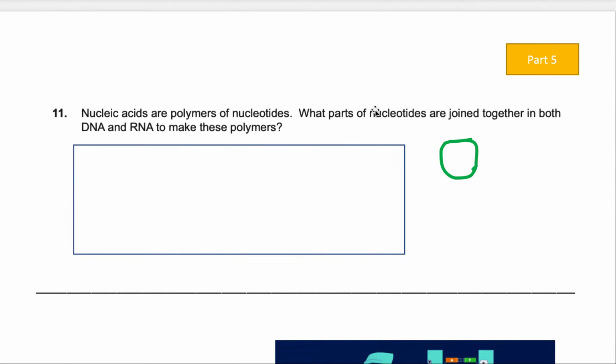So first, read the question. Nucleic acids are polymers of nucleotides. What parts of nucleotides are joined together in both DNA and RNA to make these polymers?